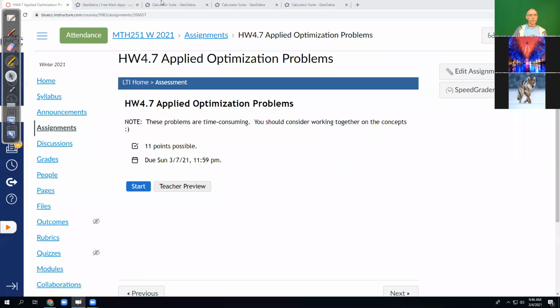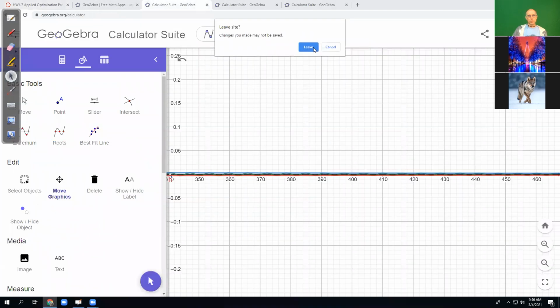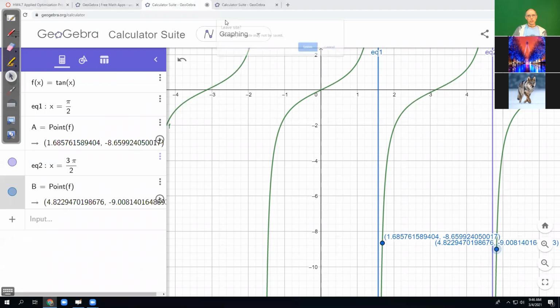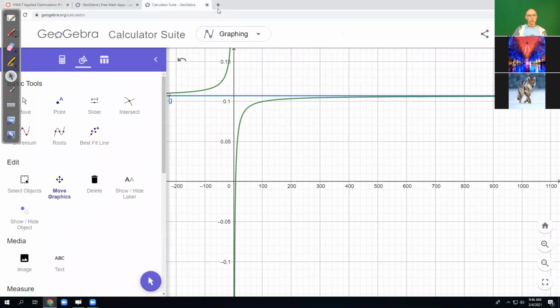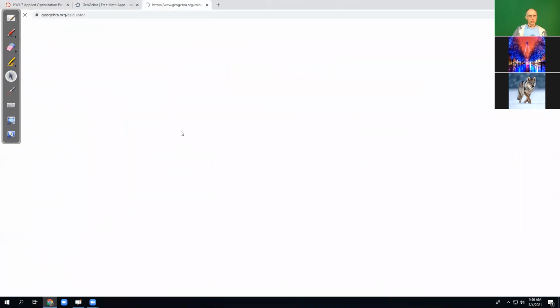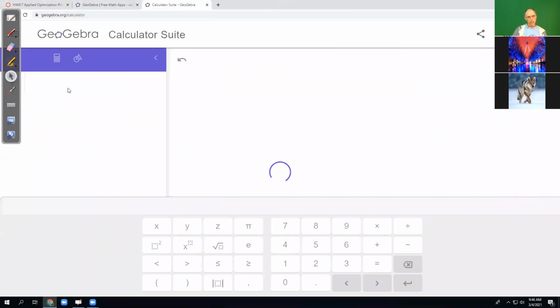Calculator time. And I don't think I need these other ones. Goodbye. And new screen. And here we have to use a function of x instead.